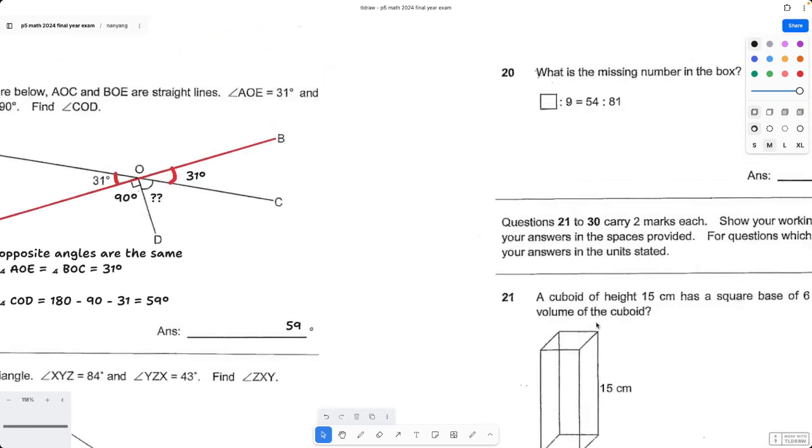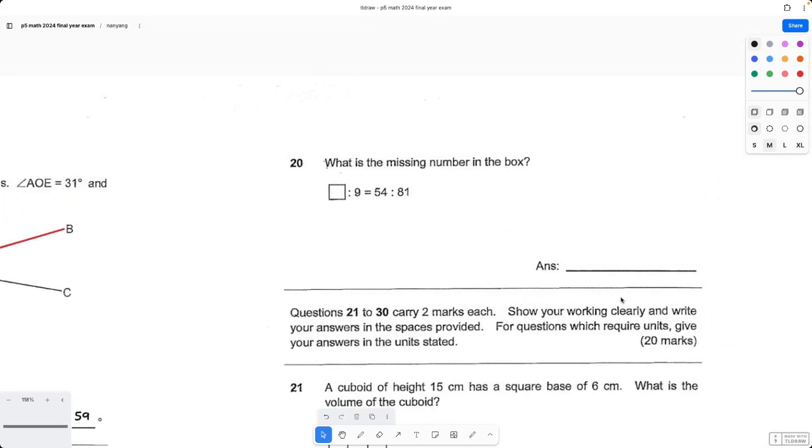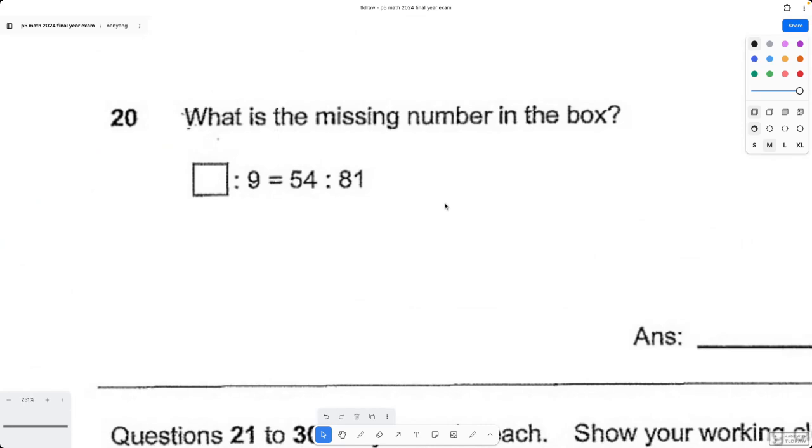All right, let's move on to the next question, question number 20. What is the missing number in the box? If 9 goes to 9 and 54 goes to 81. So over here, 9 to 81 is times 9, or actually, I'll do the reverse. 81 to 9 is divide by 9.